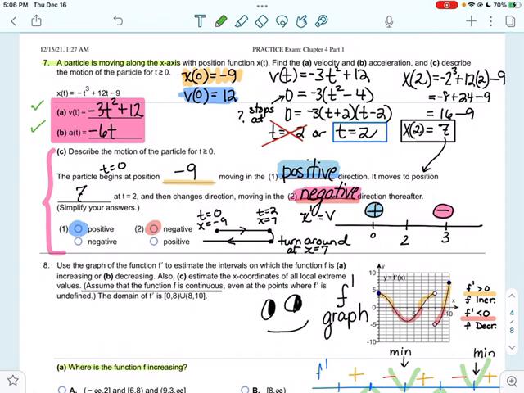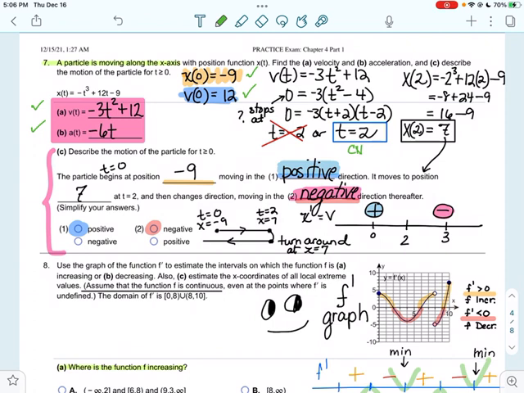In describing the motion, the particle begins at t equals 0 at position -9, and you can see above I have x of 0 is equal to -9. Then it's moving in the positive direction, because v of 0 is equal to a positive 12. The sign of the velocity is positive, therefore you're moving in the positive direction. It moves to position 7 at t equal to 2. So t equals 2 is a critical number for the velocity.